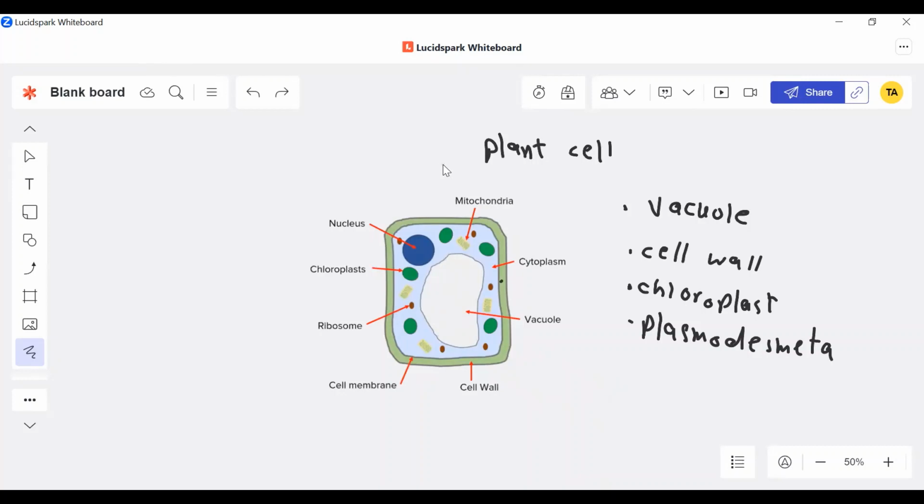For the IMAT syllabus, you need to know the difference between plant cell and animal cell. Basically, they'll ask you what organelles are present in the plant cell and what are present in the animal cell, and what are not present in the animal cell compared to the plant cell. So these organelles that you see here are only found in the plant cell and not in the animal cell.